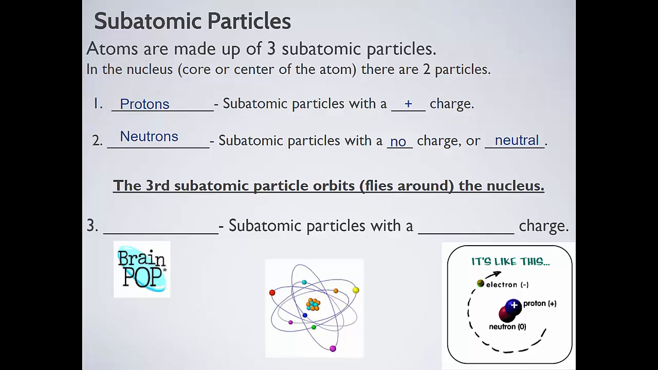Then there is the third subatomic particle, which are around the nucleus. When we see these things, they don't really move around the nucleus like that, but we'll talk about why that is in a minute or another time. Those are electrons. Can you guess their charge? They have a negative charge. So protons and neutrons are in the nucleus, and electrons are outside of the nucleus.